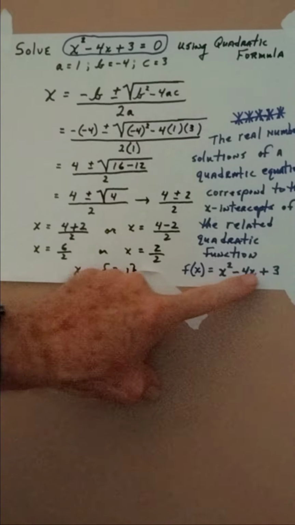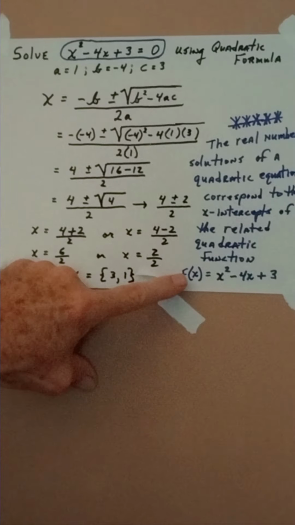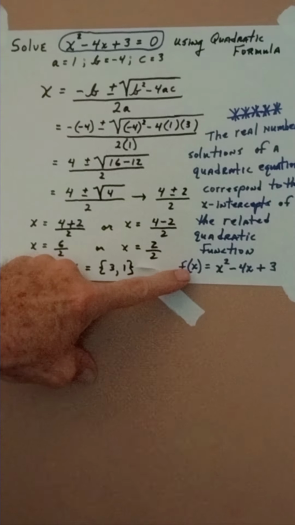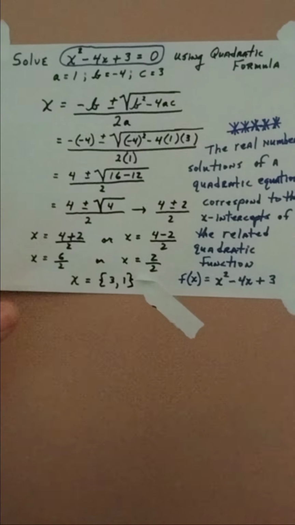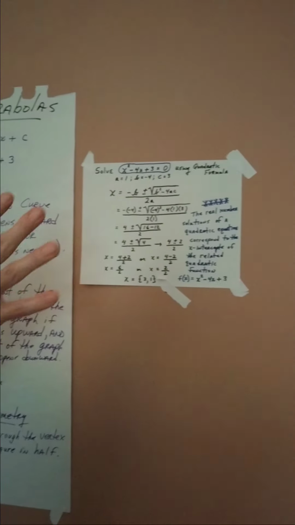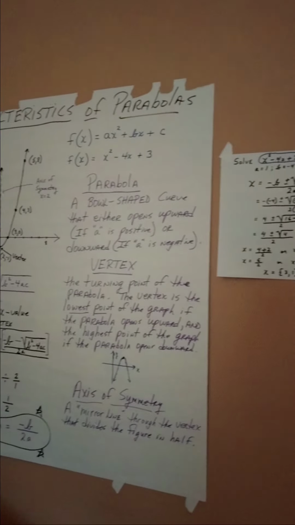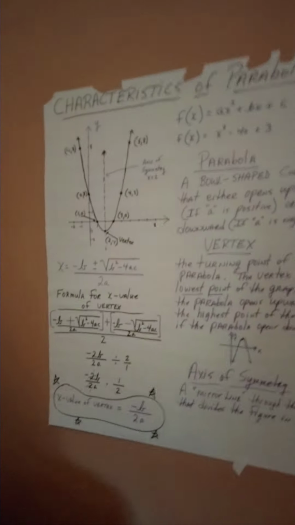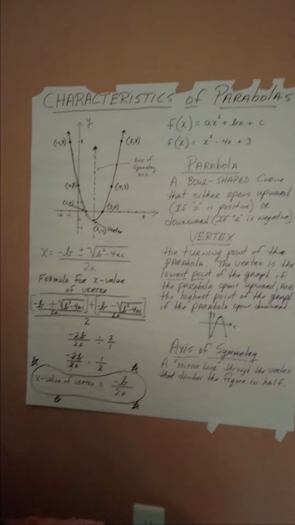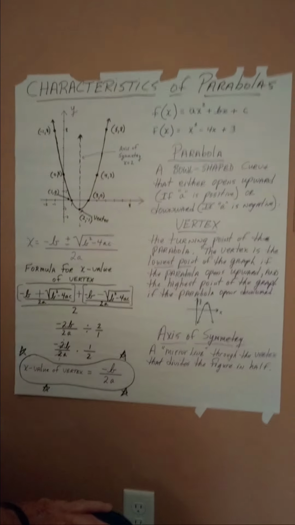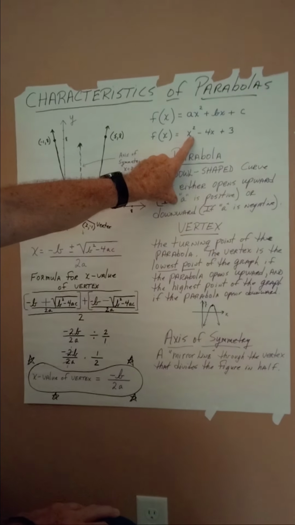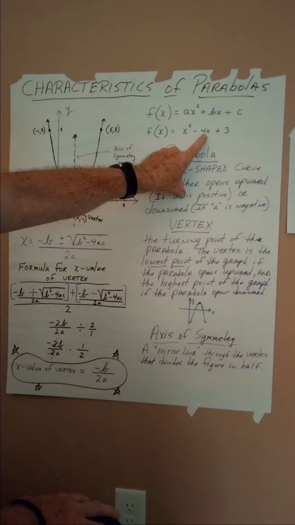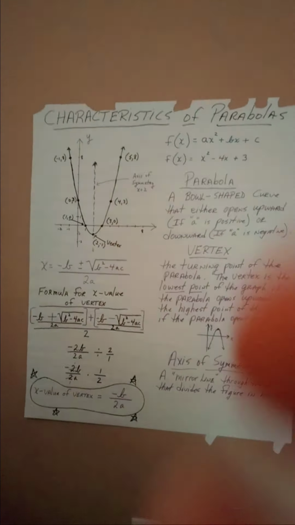We now have a quadratic function here, and we should know that f of x means the same thing as y. So now we're going to pull away from that little chart, and we're going to move over to the actual graph of the quadratic function f of x is equal to x squared minus 4x plus 3.